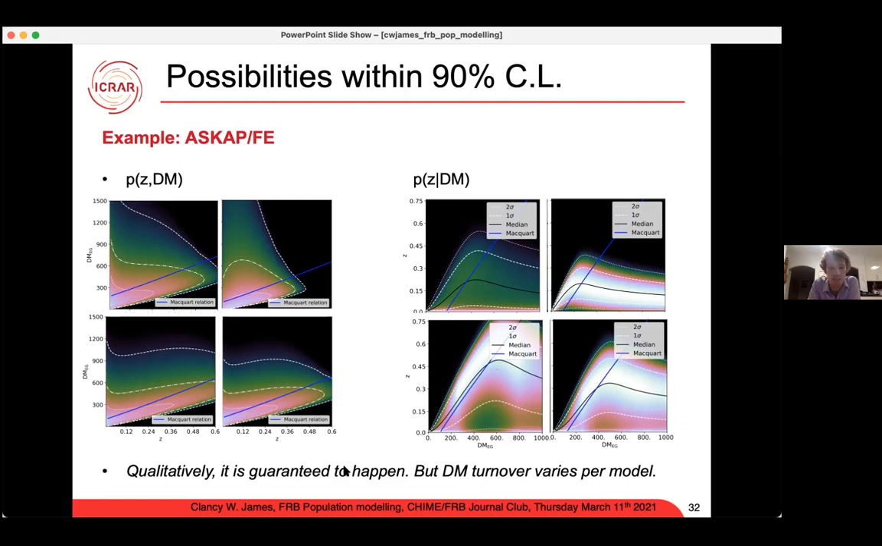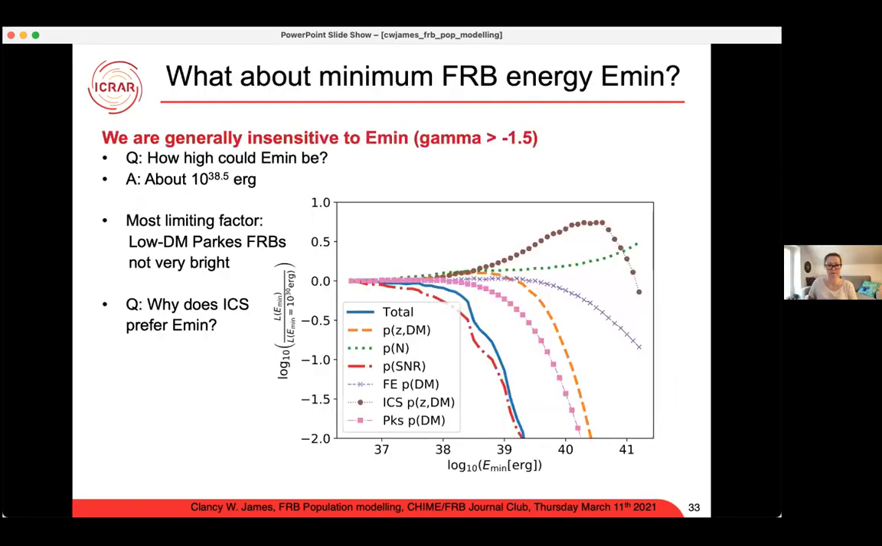And that's simply because it's guaranteed. At some point, there will be a maximum distance out to which you can probe, right? Definitely. And therefore, the only way that you can get a higher DM than that will be to go to some excess DM, right? But the nature of the turnover is model dependent, right? But it's 100% guaranteed to be there at some level.